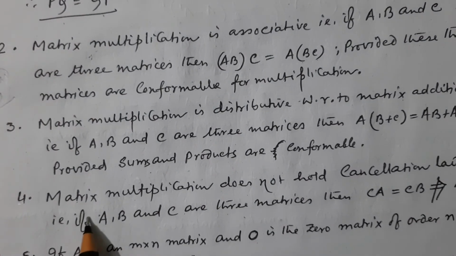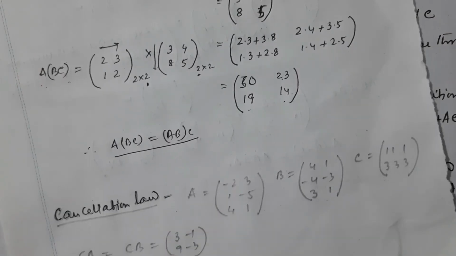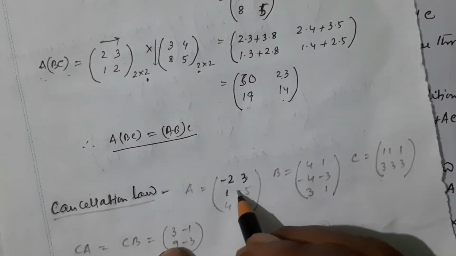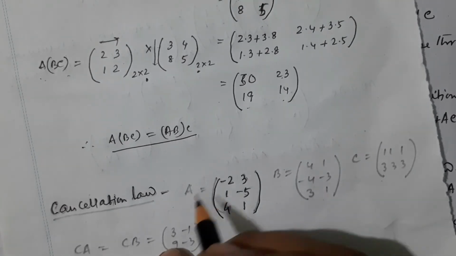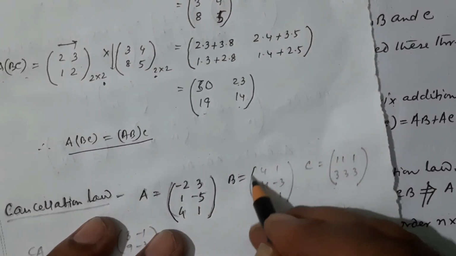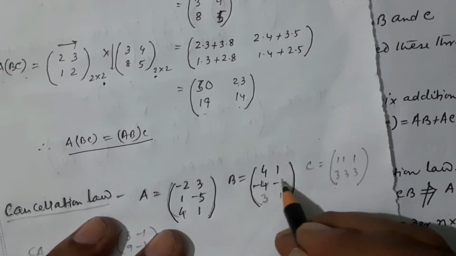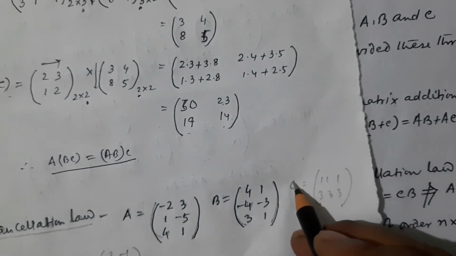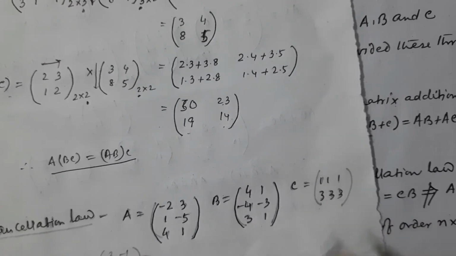Next, matrix multiplication does not hold the cancellation law. Let A equal the matrix with rows minus 2, 3, 1 and minus 5, 4, 1. This is matrix A. And B is another matrix we can consider: 4, 1, minus 4, minus 3, 3, 1. C is another matrix that is equal to 1, 1, 1, 3, 3, 3.